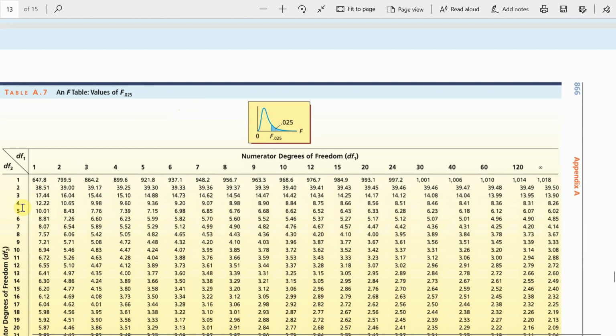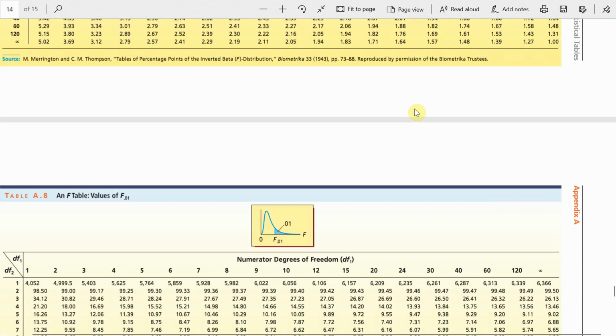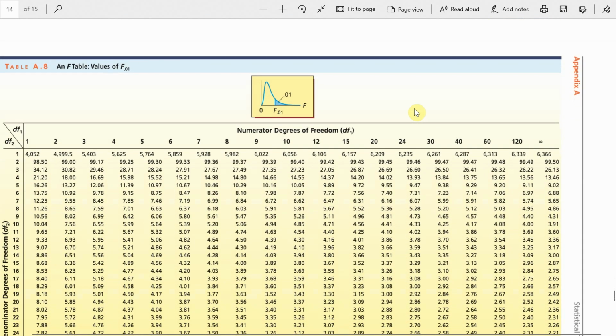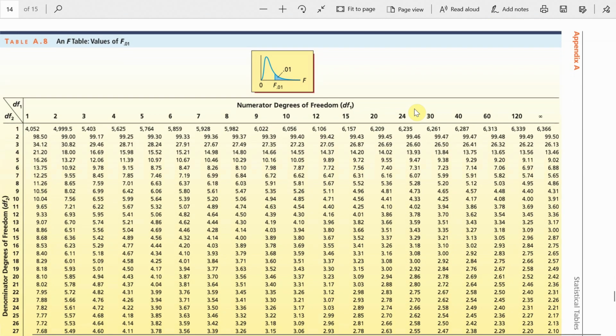Here I see that my p-value is... I cannot get my p-value from this right tail area here because my test statistic F is not even close to 7.57. So let's see, I believe I have another F table here. I think that is the smallest right tail area that I have in my tables.